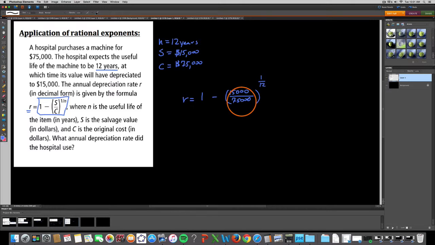So what we're going to end up with is a situation where these zeros cancel out, and also that 15 is actually a factor of 75. 15 goes into itself once and into 75 5 times. So we get 1 minus 1/5, and then this is all to the 1/12th power.